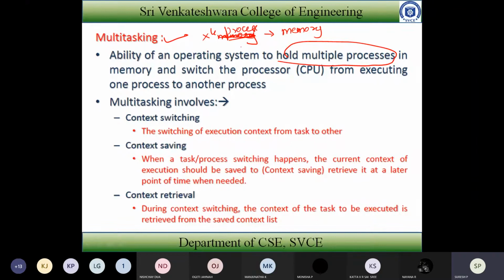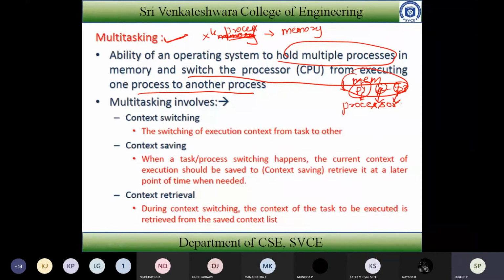In multitasking, it is the ability of an operating system to hold multiple processes in memory, and it is going to switch the processor from executing one process to another process. So you have the processor and you have the memory. Inside the memory, you have P1, P2, P3. It is going to schedule them and switch the processor. Sometimes P1 will be running, sometimes P2, sometimes P3, from one process to another. This is called multitasking.